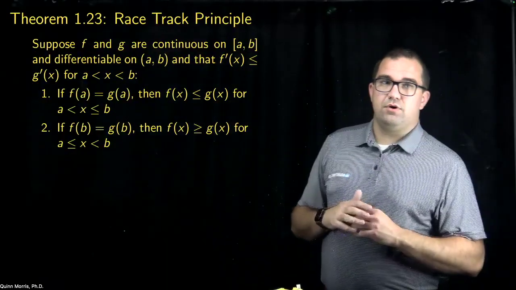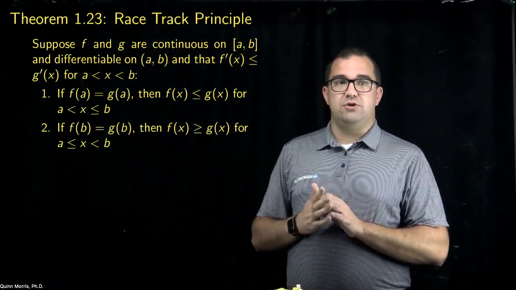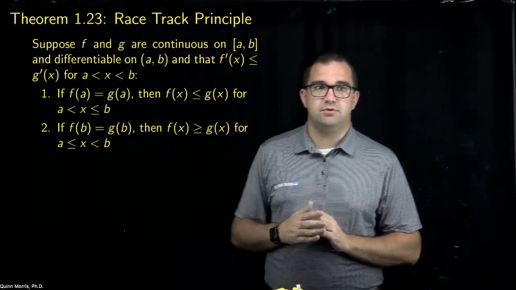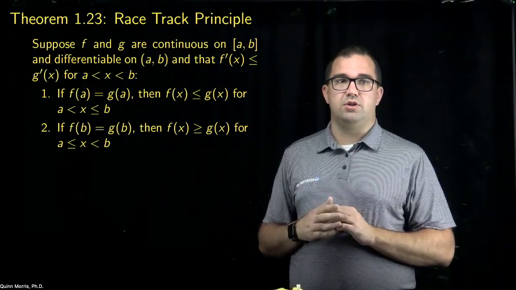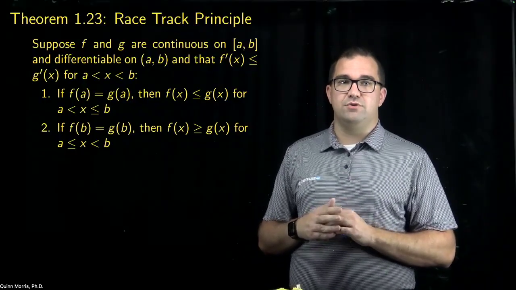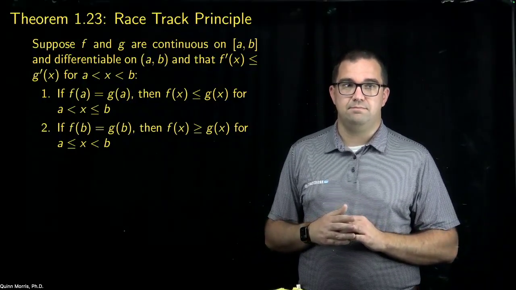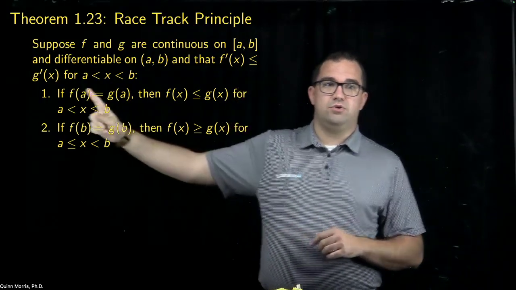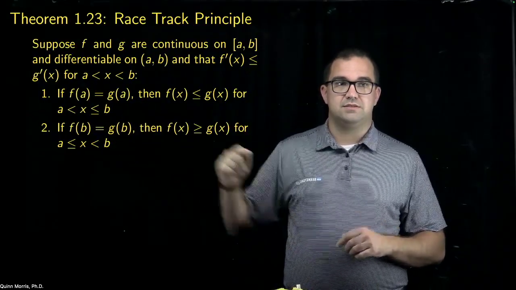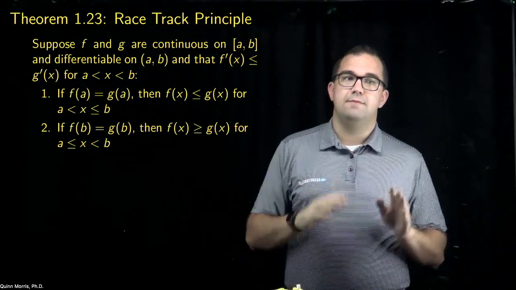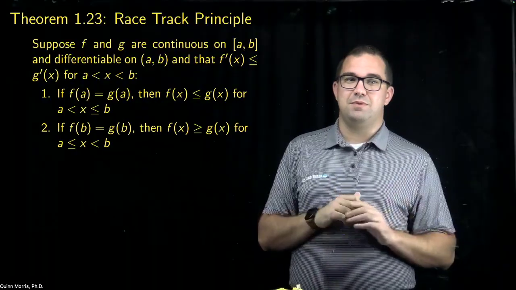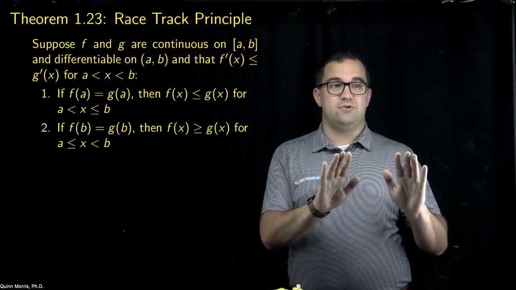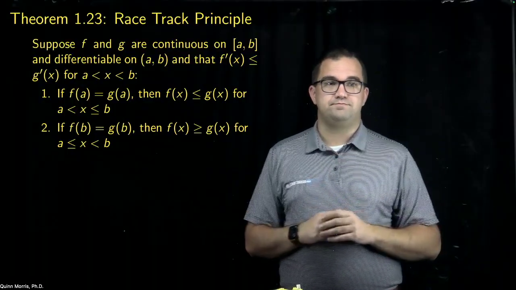Now, the last theorem we'll cover here is the racetrack principle. The racetrack principle says, suppose f and g are continuous on the closed interval [a, b] and differentiable on the open interval (a, b), and that f prime of x is less than or equal to g prime of x for all x. So here we have two different functions. They both satisfy the hypotheses of the mean value theorem. And you know that the derivative of one is always less than or equal to the derivative of the other.